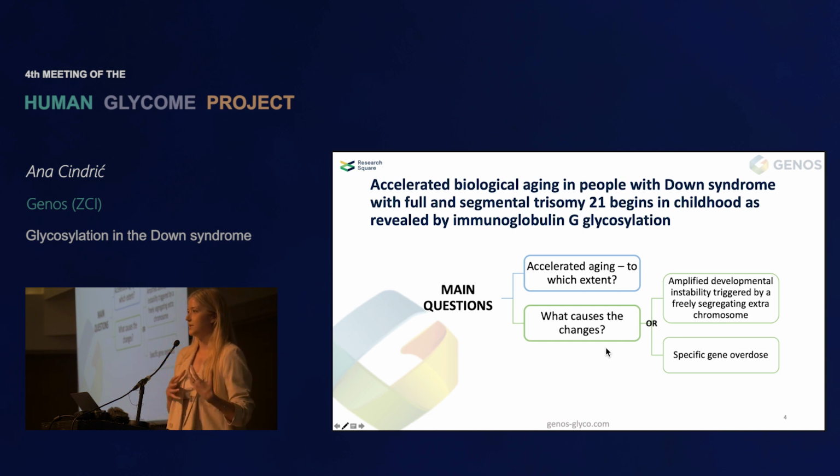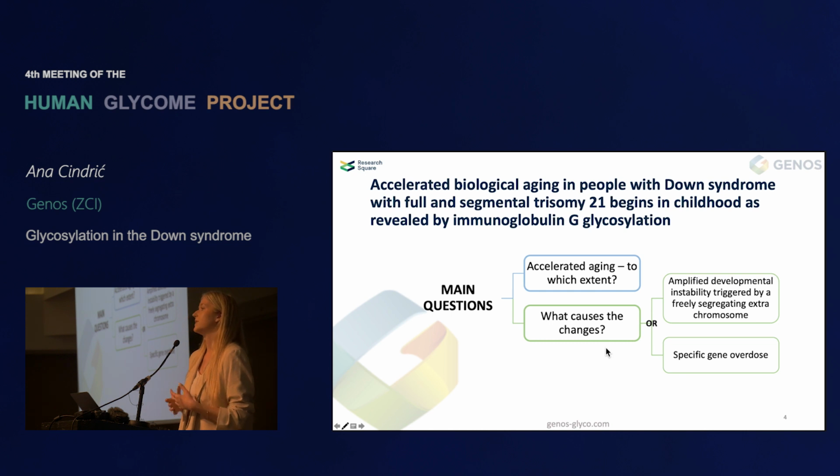So you have Down syndrome as a progeroid kind of syndrome, and you have IgG glycans that are markers of aging. We have this published as a preprint, and hopefully it's going to be published very soon as an actual paper. Here it's dubbed, it's kind of a mouthful, accelerated biological aging in people with Down syndrome with full and segmental trisomy 21 begins in childhood as revealed by immunoglobulin G glycosylation.